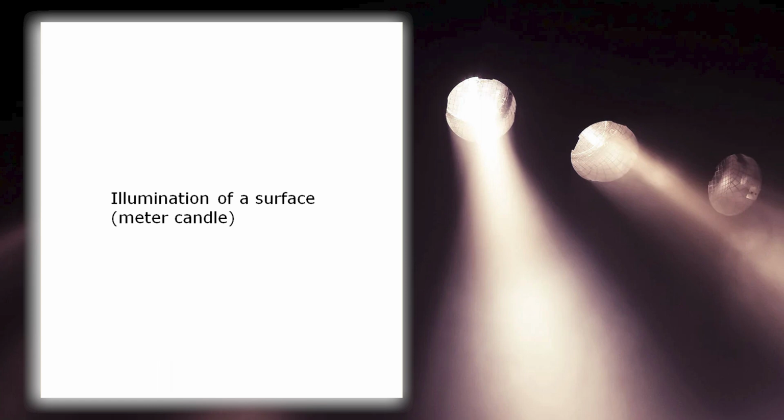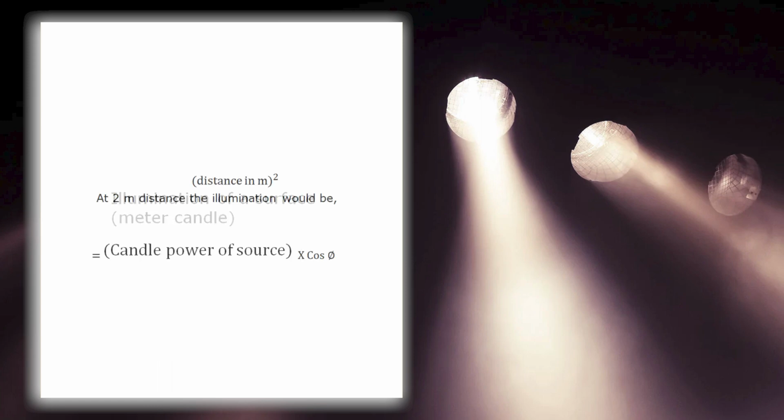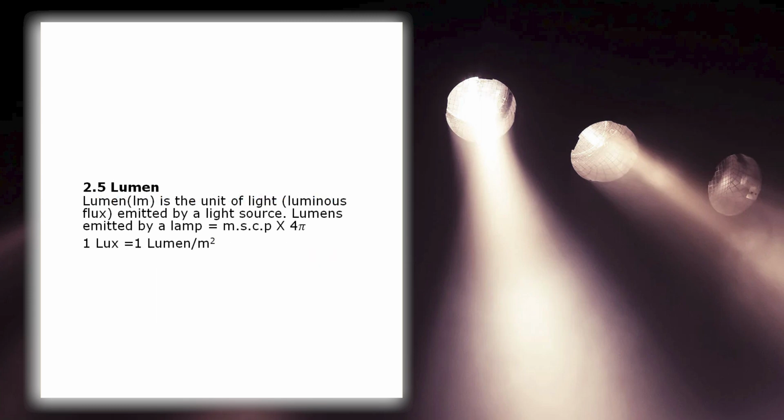Illumination of a surface in meter candle is equal to candle power of source into cos phi. Next is lumen. Lumen (Lm) is the unit of light luminous flux emitted by a light source. Lumen emitted by a lamp is equal to MSCP into 4 pi, and 1 lux is equal to 1 lumen per meter square.